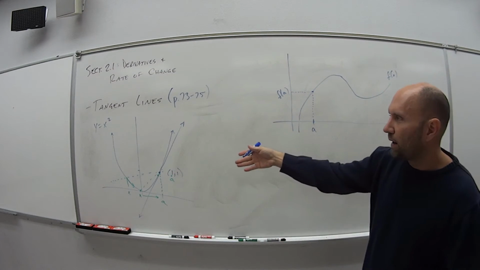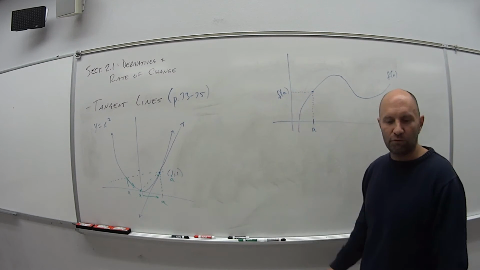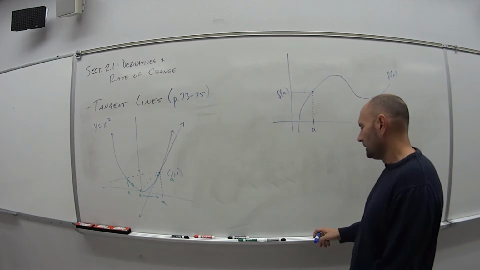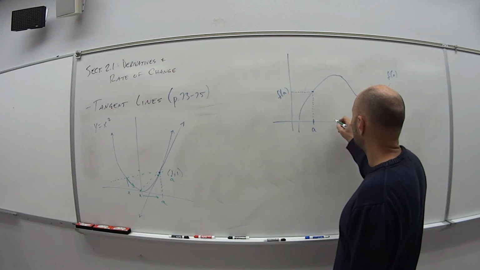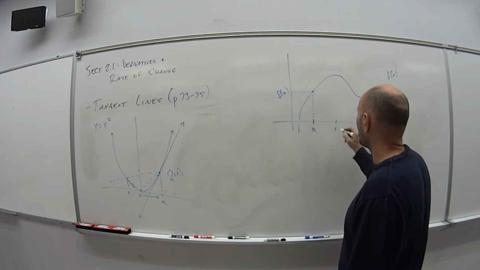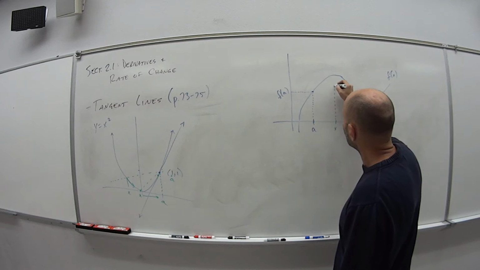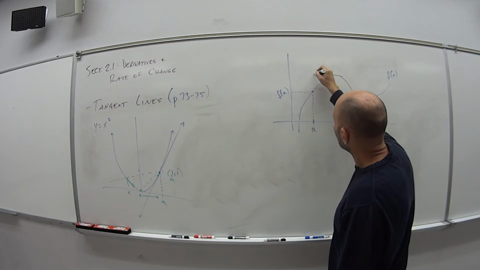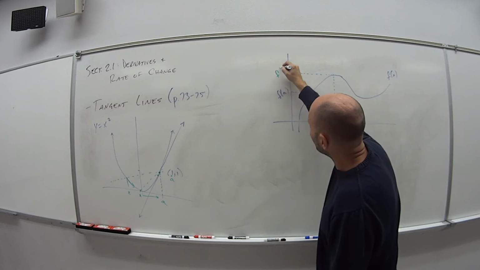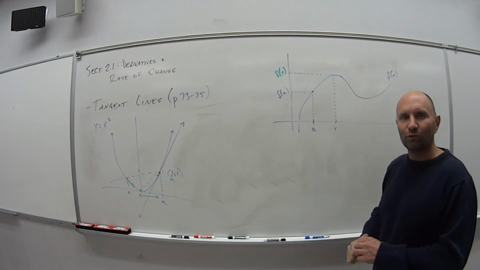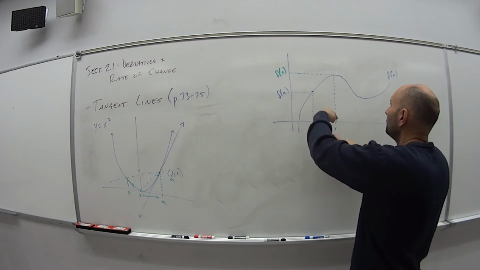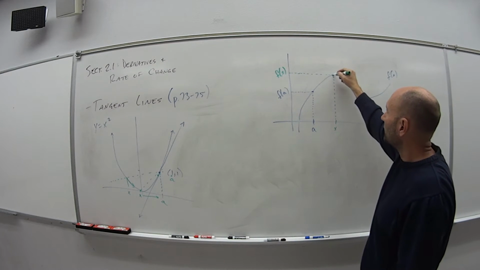If it's x squared, then I would just plug in that value and figure out what it is. If I choose some other point here, let's call this x, then this point here would be f of x. So take the function, plug in this value, and that gives me this point here.